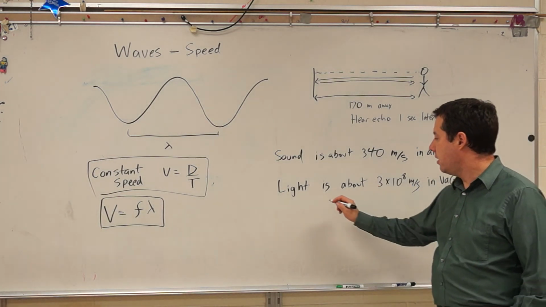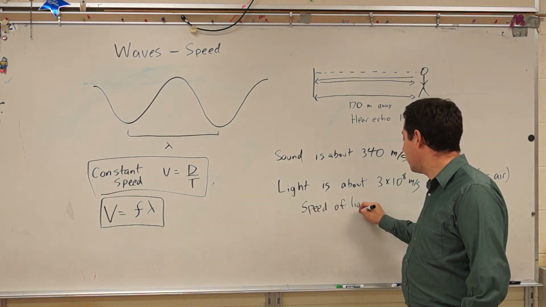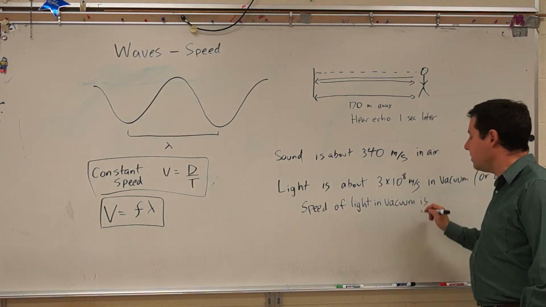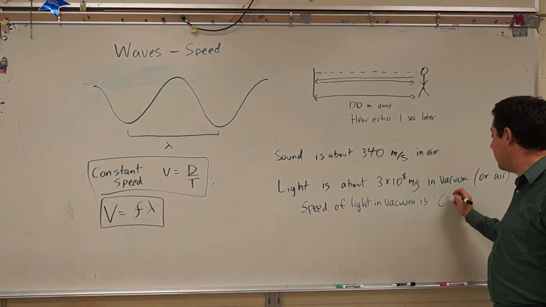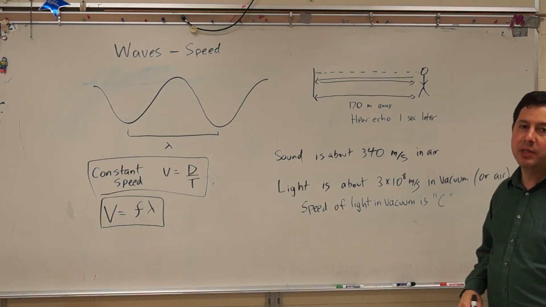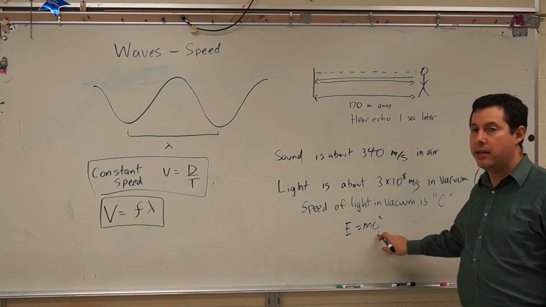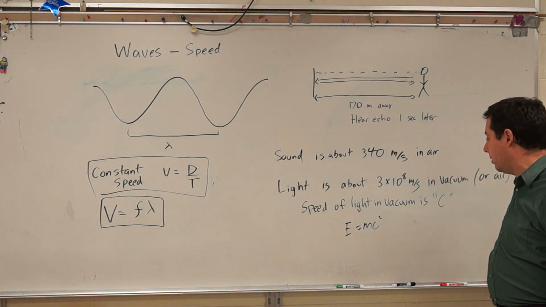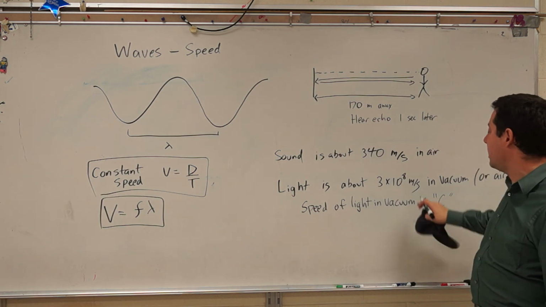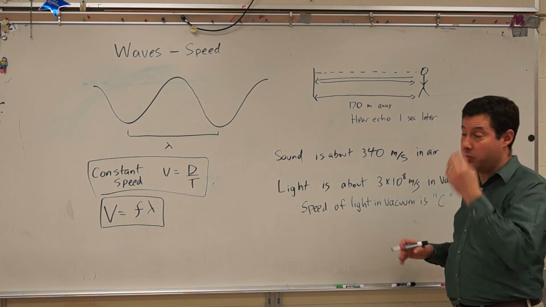If you look for the speed of light in a vacuum, it has a special letter, and that letter is the letter C. You'll see that on the reference table too. It pops up in things like E equals mc squared. That C right there is the speed of light in a vacuum. C is about 3 times 10 to the 8th meters per second. And again, it changes in other materials.